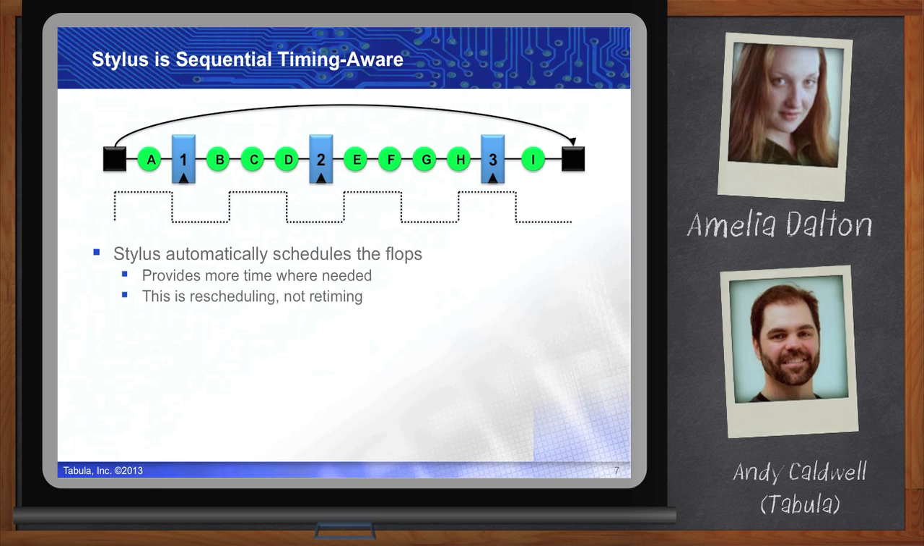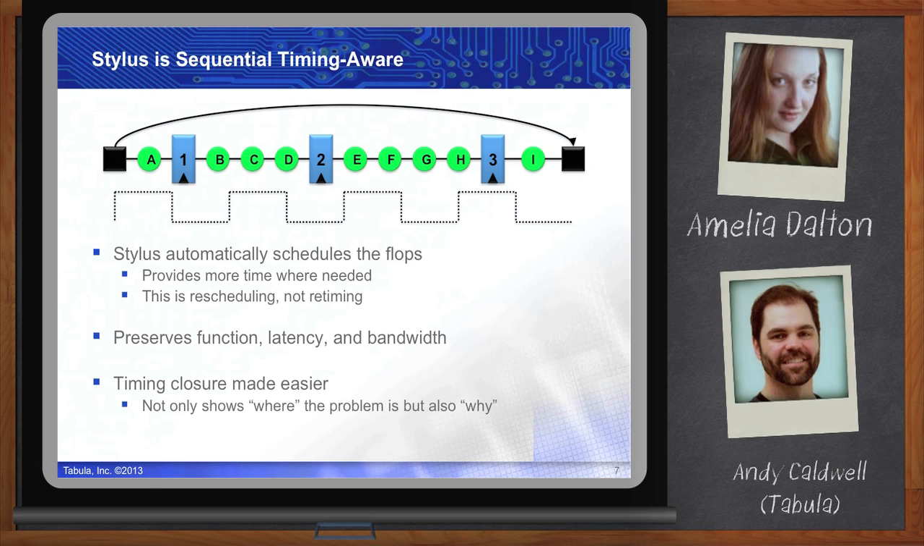So, won't this make functional debug more difficult? It really doesn't. Note that we're rescheduling, not retiming. Okay. We're not changing the functionality of any of the registers in your design, we're just moving when they occur. Ah, okay. When you look at simulation, the functional signatures are exactly the same. So, Andy, how will this make our design life easier?